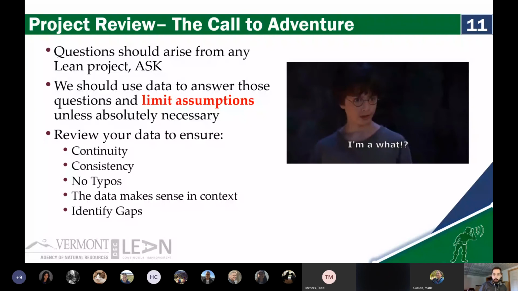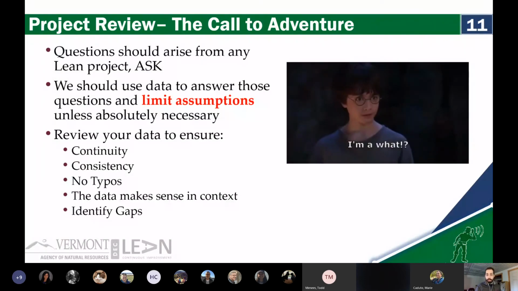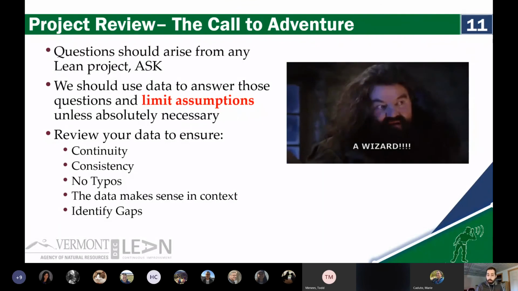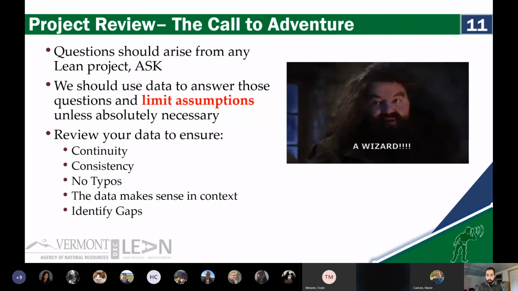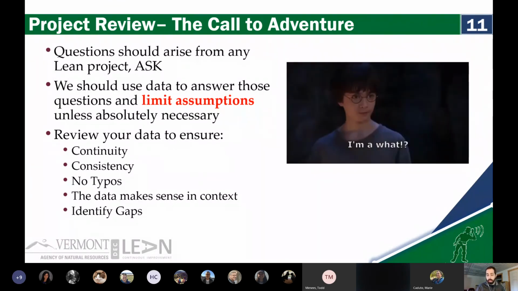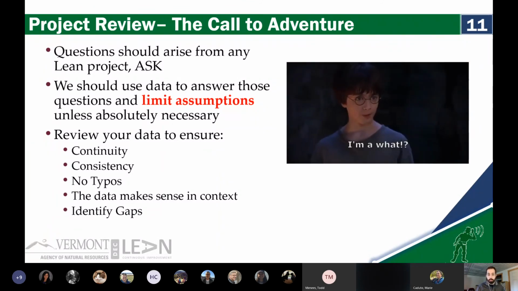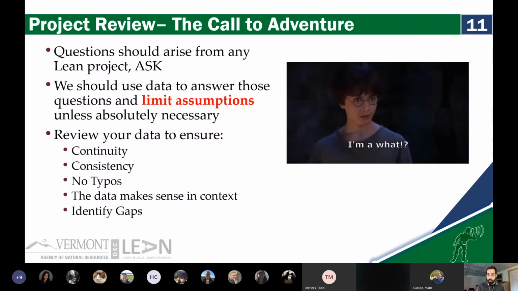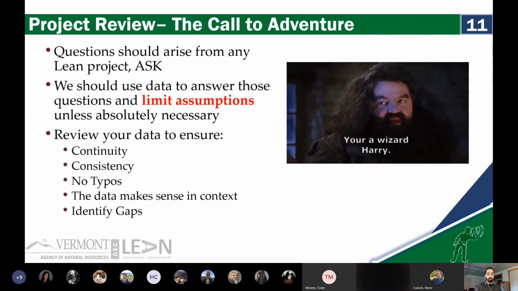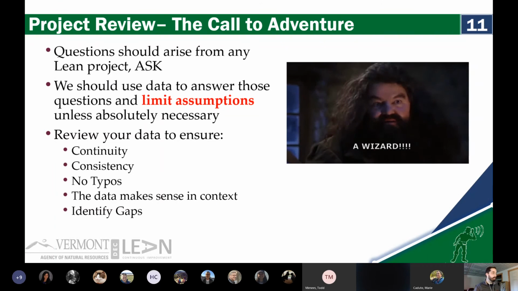So the project review is the call to adventure. So at any given point, you may have lots of questions about the data, and that's good. The data should inspire those questions in you. You should try and limit assumptions if possible. We all come in with a lot of assumptions, and I find one of the biggest hurdles to thinking about things in a continuous improvement mindset is challenging your own assumptions, because we all have a feeling that things are a certain way, and others may not share that perspective. So we want to try and limit our assumptions, especially when doing data analysis. We want the data to guide our insights, not our preconceptions.